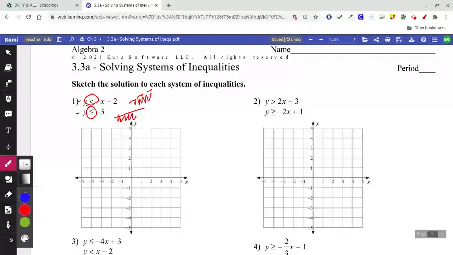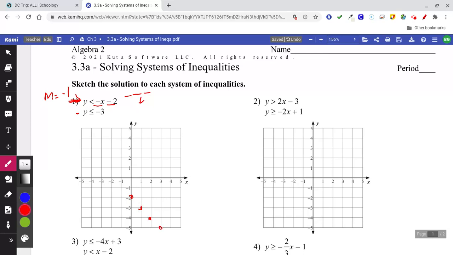Okay, so let's focus on this one first. So again, the less than tells me that it's dotted and shade down. So keep that in mind as we graph the line, or the points that make the line. -2, we start at -2 on the y, that's the y-intercept, and then it's got a slope of -1. M is -1, so that means we go down 1 and right 1, and down 1 and right 1, and down 1 and right 1.